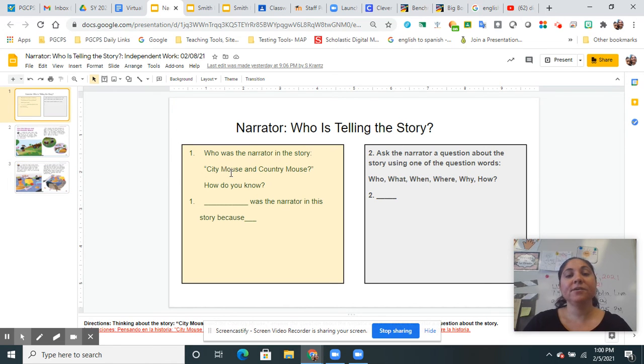Now, who was the narrator in this story? Clyde was the narrator when he went to the country, and Kate was the narrator when she went to the city. So both Clyde and Kate, the characters, were the narrators in the story.